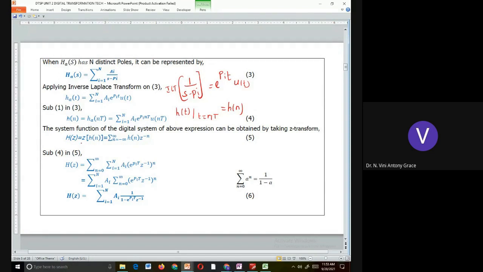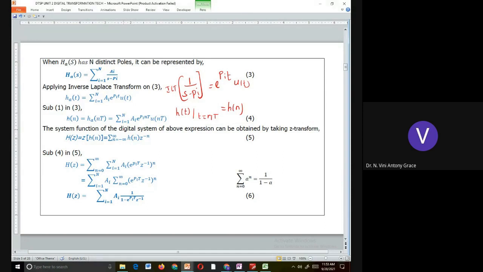So for h of z, the Z transform of h of n, the actual formula is summation n equals minus infinity to infinity h of n z power minus n. You remember the Z transform formula, don't you? Now I have to substitute h of n here and find its Z transform.